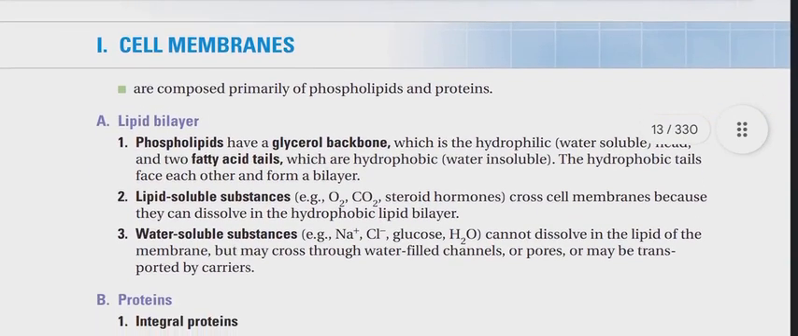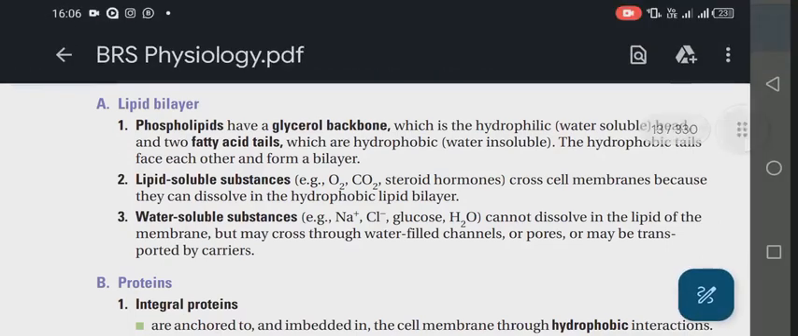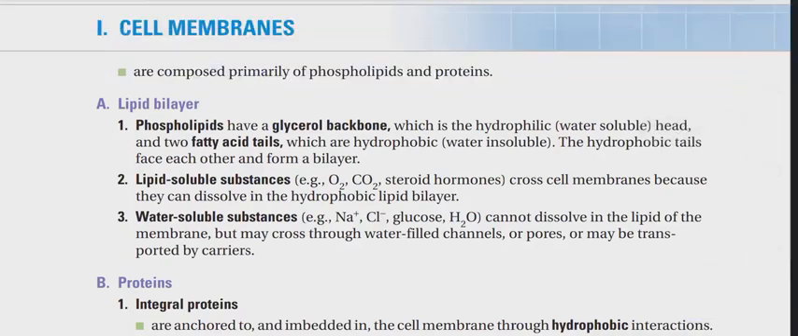Cell membrane is made up of a lipid bilayer. Number 1, phospholipids have a glycerol backbone, which is a hydrophilic, water-soluble head, and two fatty acid tails, which are hydrophobic, water-insoluble. The hydrophobic tails face each other to form a bilayer.